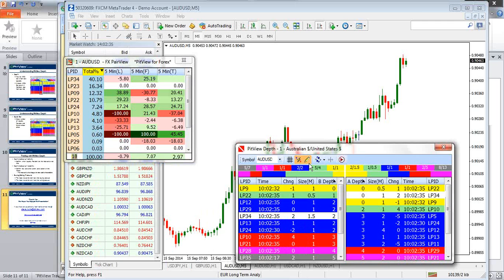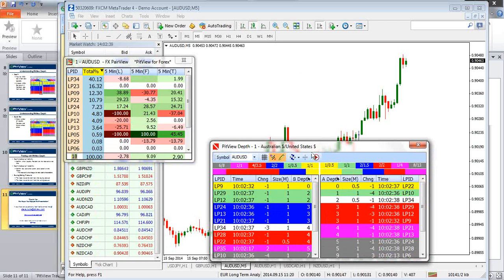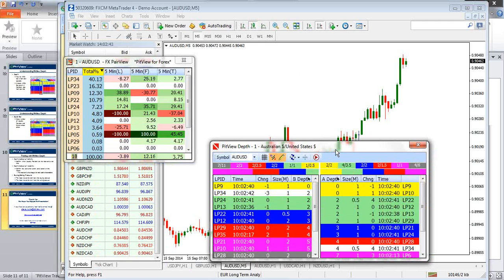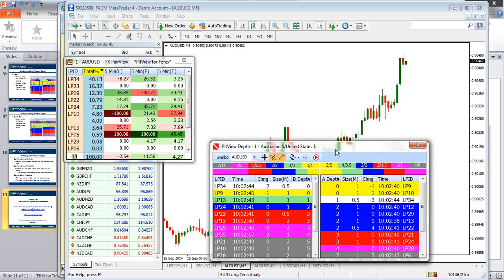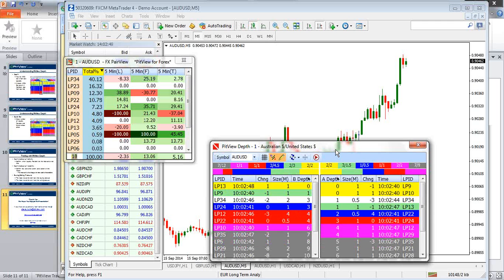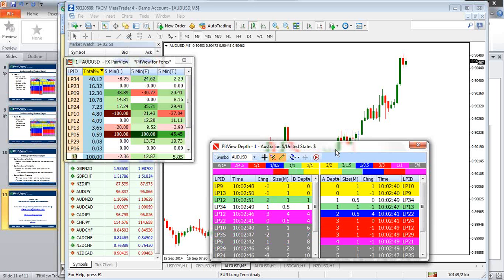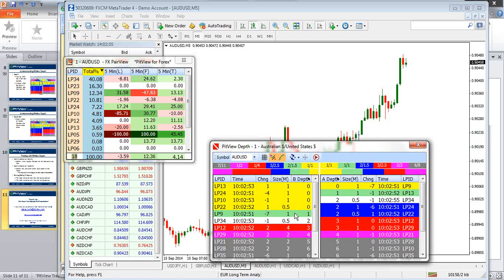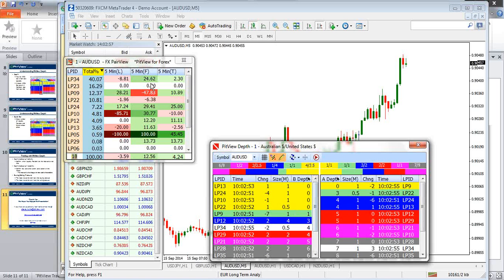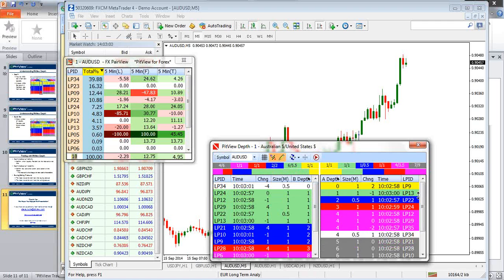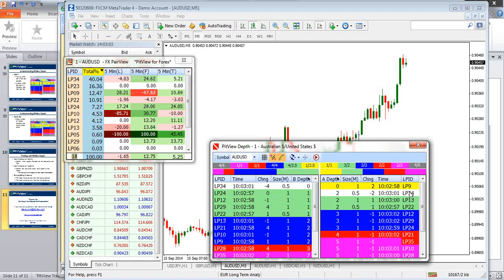People ask me all the time in these classes, Steve, what do you use pair view for? What do you use PitView depth for? For me, I can't honestly say that I use it actively, like every single second in my trading. Sometimes, if I'm doing short-term trades, I'll use PitView depth to confirm market activity, to confirm that individual market makers are still active in the market, actively changing their bid and ask prices.